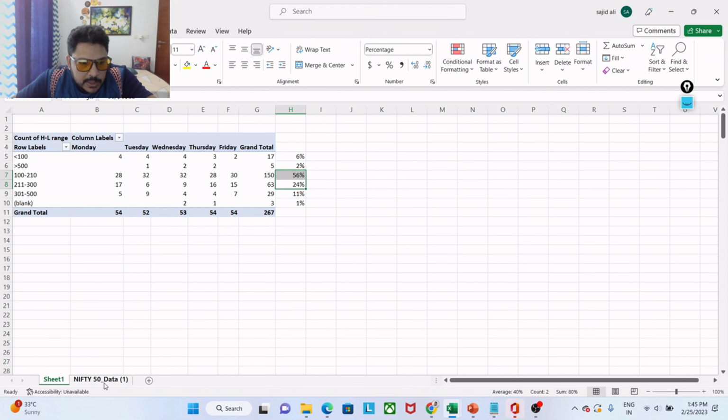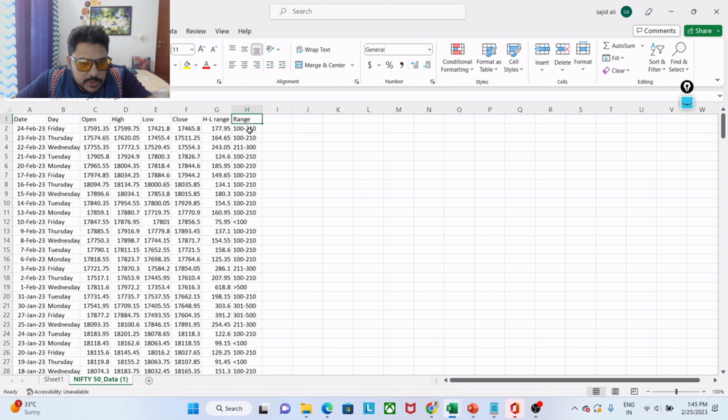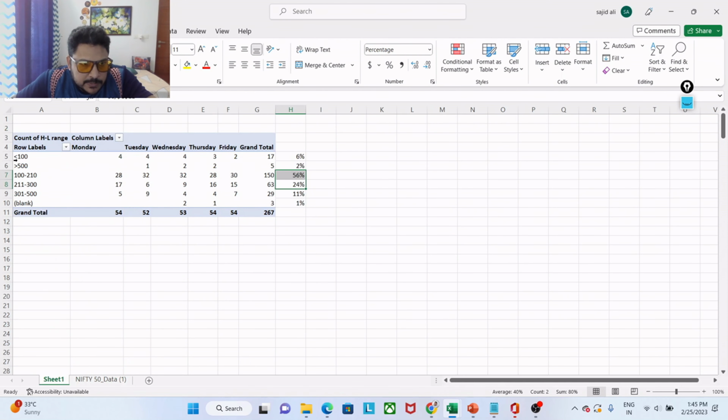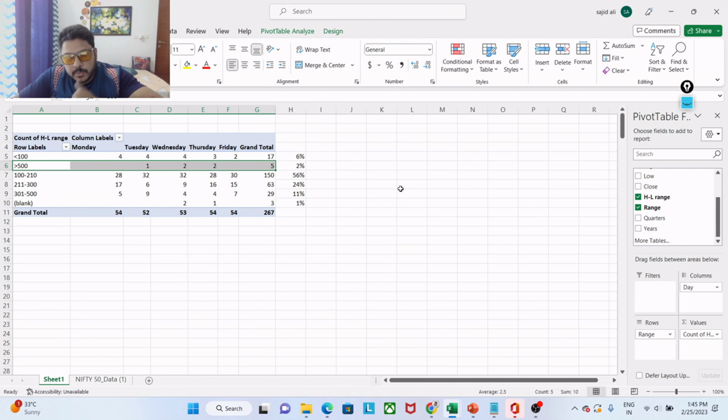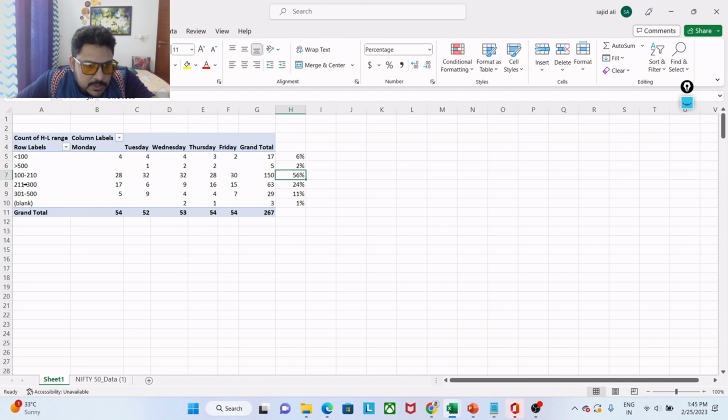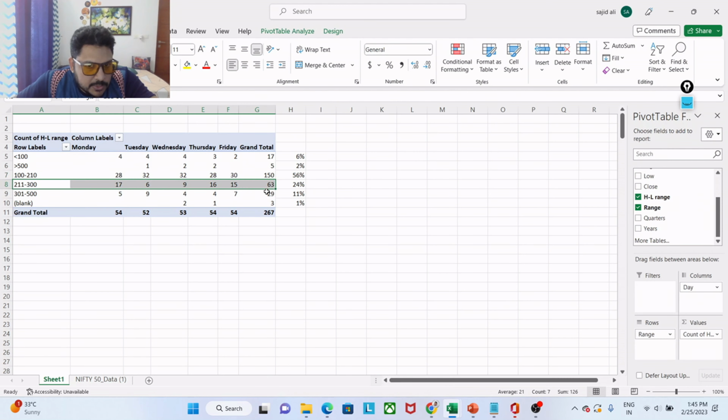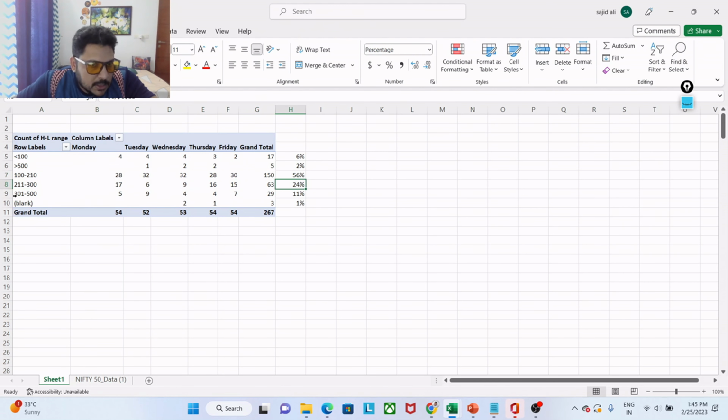As you can see, from the data we have got, I have also created ranges. We want to see how many days the Nifty range was less than 100, and how many days it was greater than 500, meaning the days when the Nifty moved up or dropped more than 500 points. So 100 to 200 we have 56% of the times, 200 to 300 we have 24% of the times, 300 to 500 we have 11% of the times.